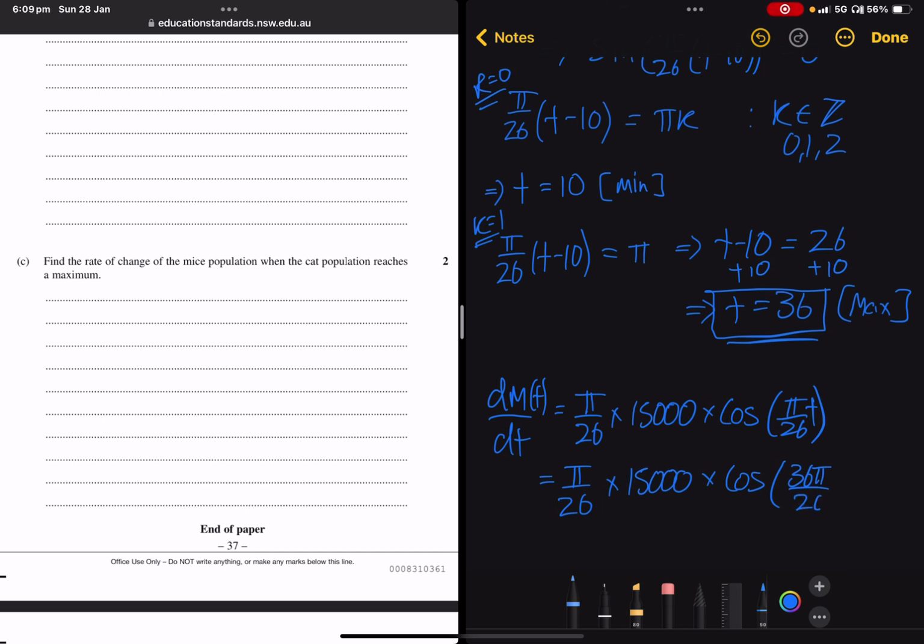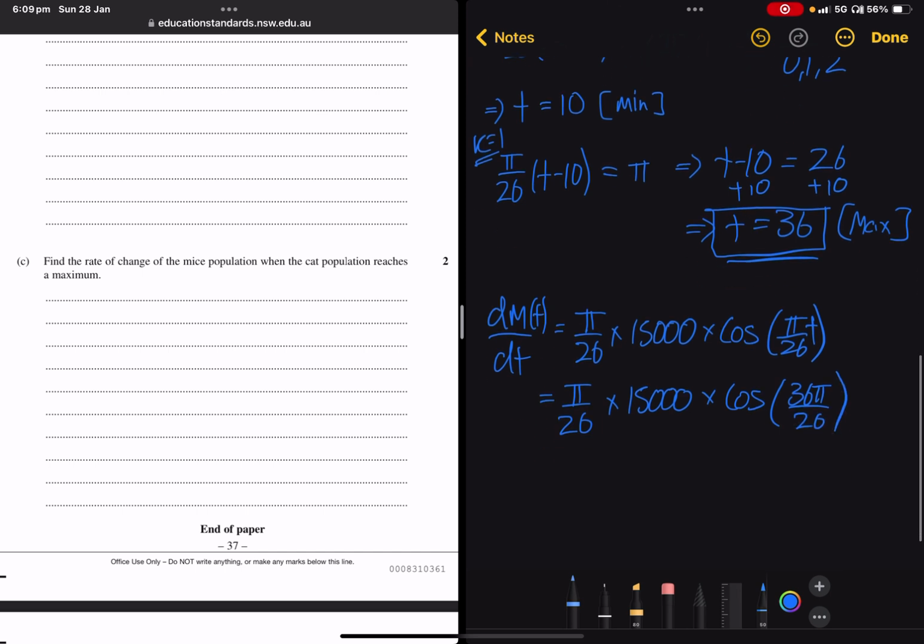Now this is not going to simplify nicely, and consequently, this is actually the exact answer. Right? So in terms of exact, we could simplify the 15,000 and the 26, so we could make this 7,500 pi over 13 times cosine. 36 and 26 are both divisible by 2, so 18 pi on 13. This is the exact solution.